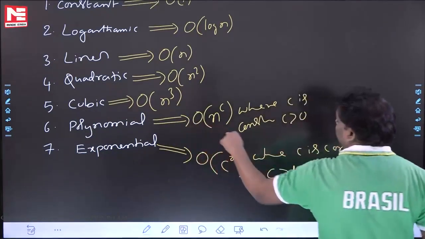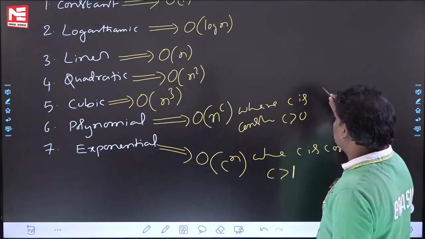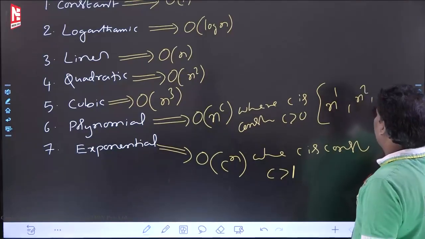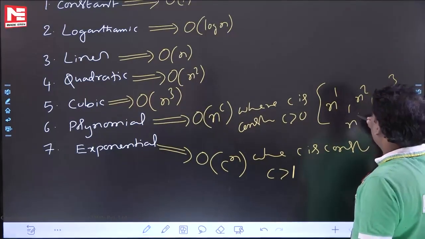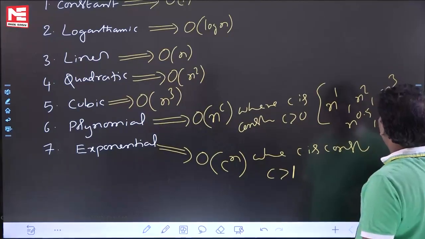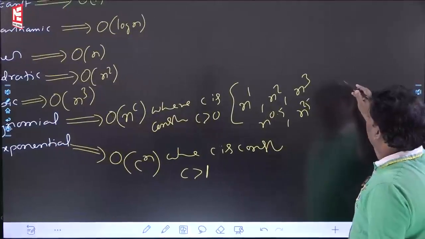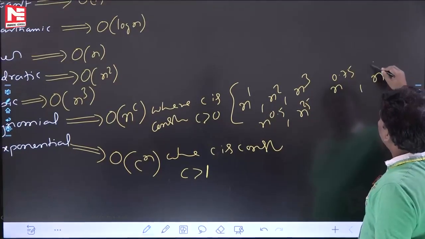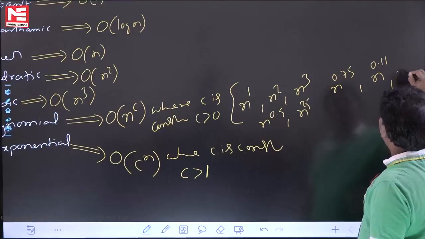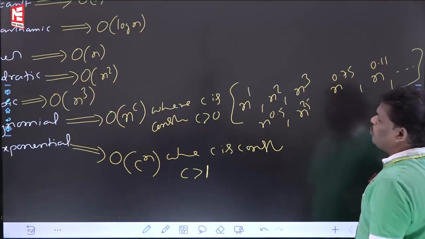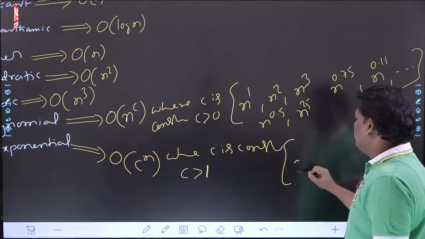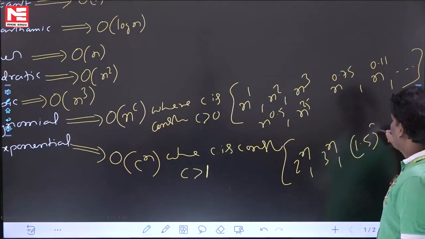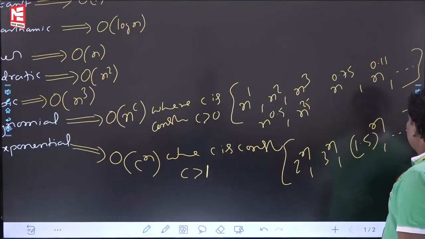What is the meaning of polynomial? Can you give some examples of polynomial? These may be examples: n power 1, n square, n cube, n power 0.5, n power 25, n power 0.75, n power 0.11, like that. This is going to be polynomial. Examples of exponential: 2 power n, 3 power n, 1.5 whole power n. These are going to be exponential.